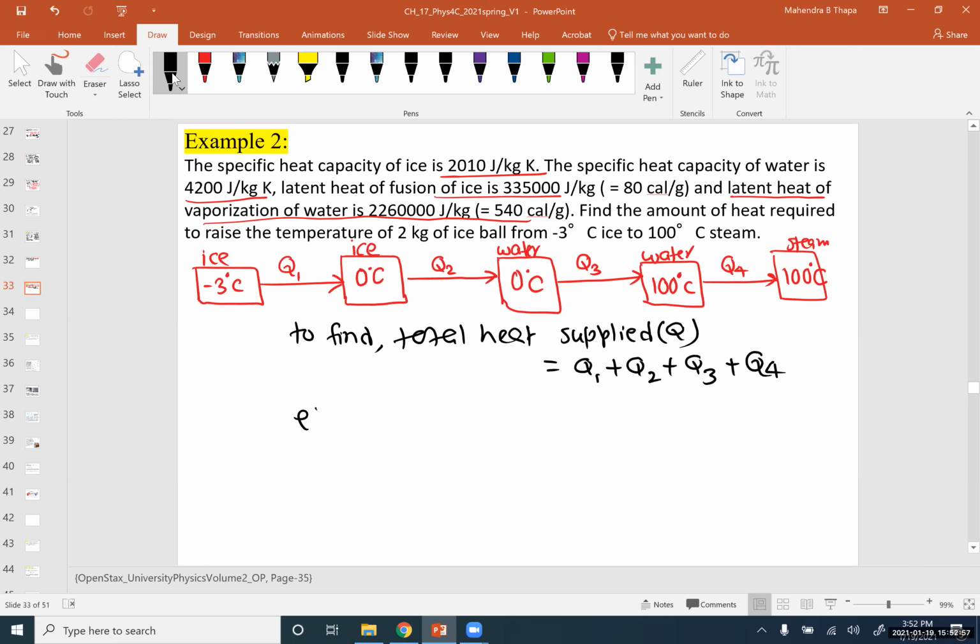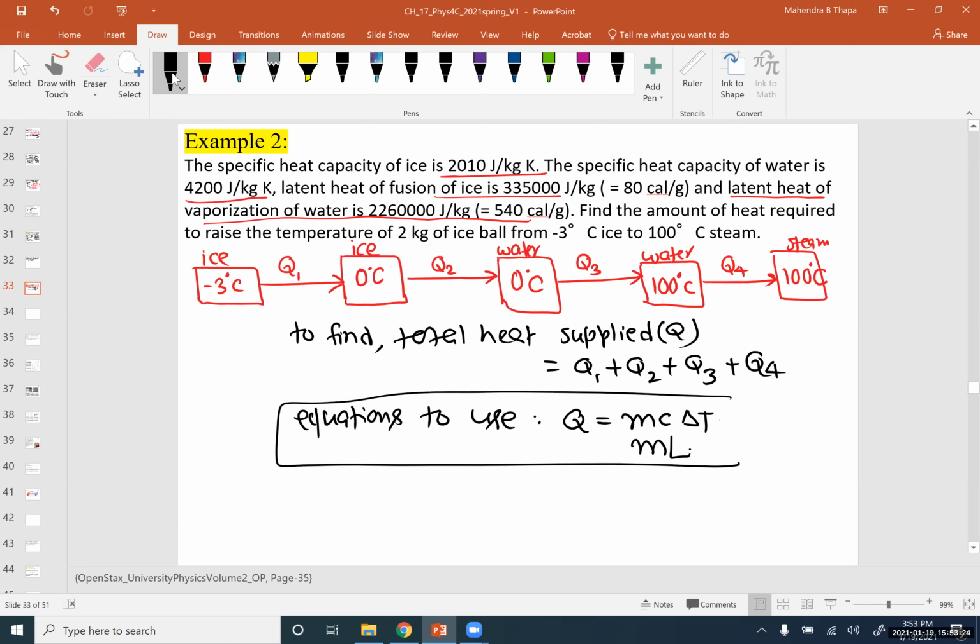Equations to use. You have two equations for the heat. Q equals mc delta theta or delta T, and the other is ml. So you know that this one is for change of temperature, and this one is for change of state. So you have to use these two equations. Okay. Let's do one by one.